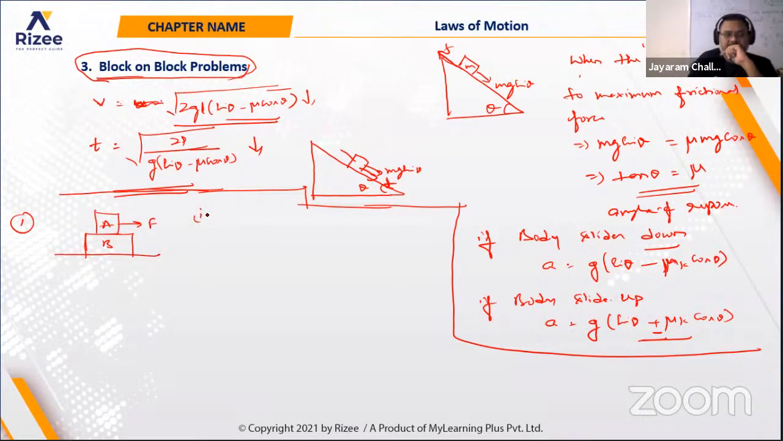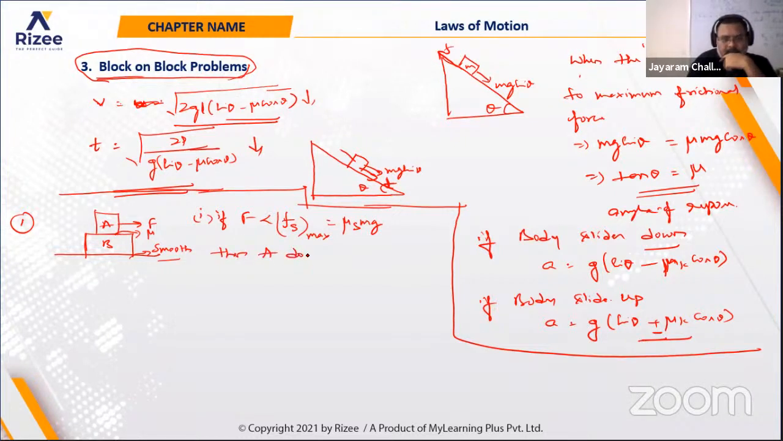Three cases. If the applied force F is less than the maximum static frictional force, which is equal to mu_s mg, what will happen then? Here there is friction with coefficient mu between the blocks, but the table here is smooth.